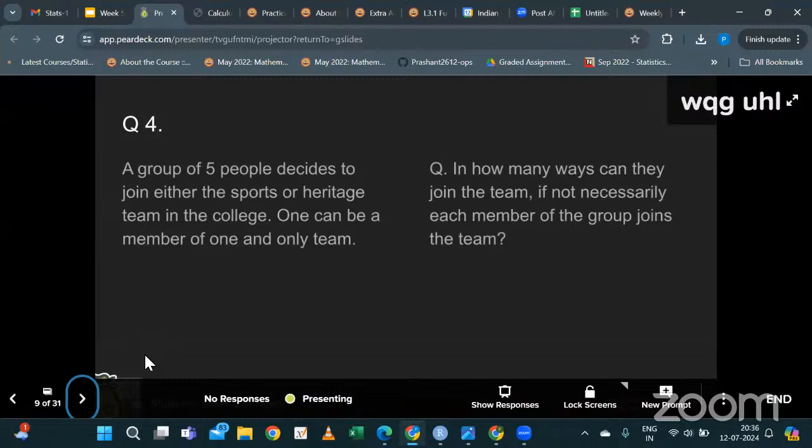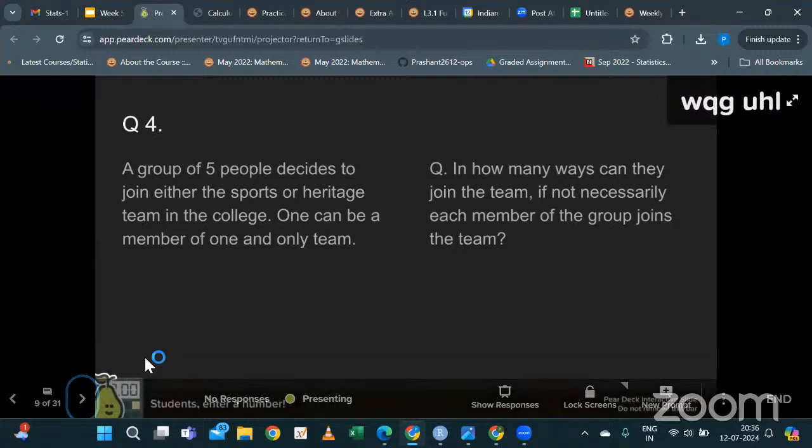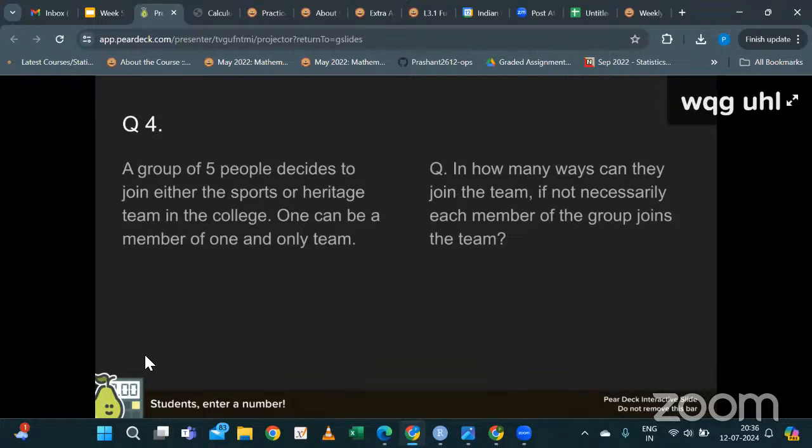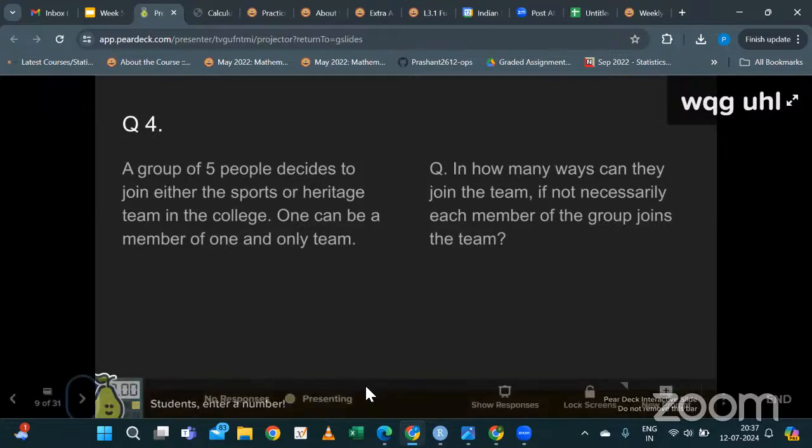Okay, so the next question is: a group of five people decides to join either the sports or heritage team in the college. One can be a member of one and only one team. The question is, in how many ways can they join the team if not necessarily each member of the group joins the team? That means we can join either sports or heritage. And what is the other option? By reading the question, can you tell me what the other should be? None of the above. Correct, very good. So by using this information, please answer this question.